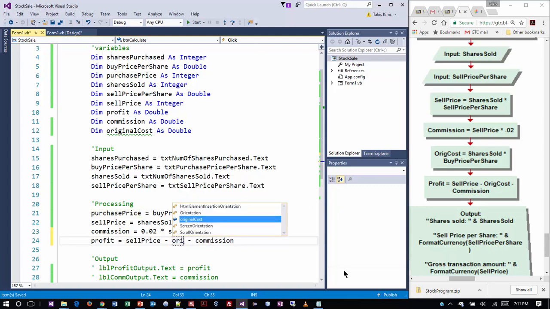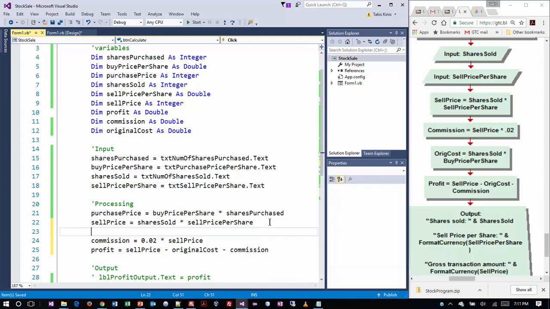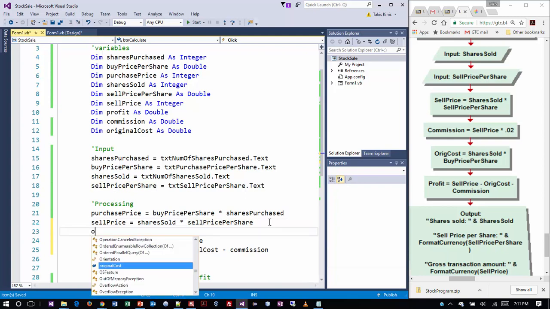So original cost. Do we still keep sell price here? Yes. Do we still keep commission here? Yes. Now the question is, is this going to be correct? No. Why? Yeah, we haven't calculated it yet. That's a processing step. This processing step was never added in here. And before we can have it as part of a different equation, we better make sure we calculate that. So why don't we make a spot for it here.